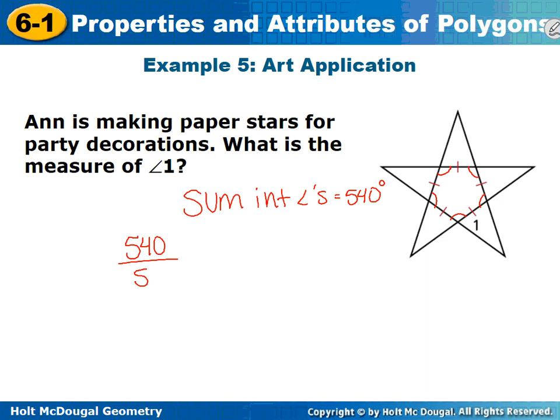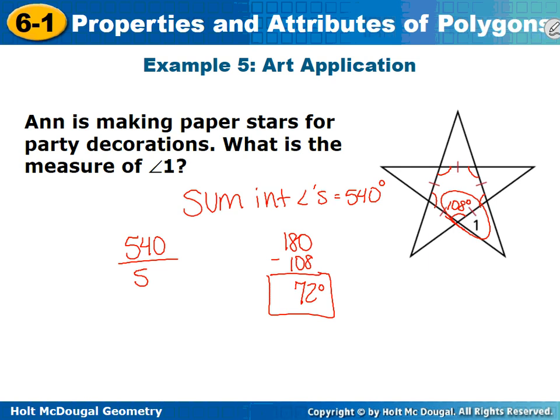And what did you get for one interior angle? 108. But that's not angle 1, so what did you do from there? Okay, so that gave him an interior, and we know that an interior and an exterior are a linear pair, supplementary. So 180 minus 108 was 72 degrees. Very good. Anybody see a different way you could have done it?